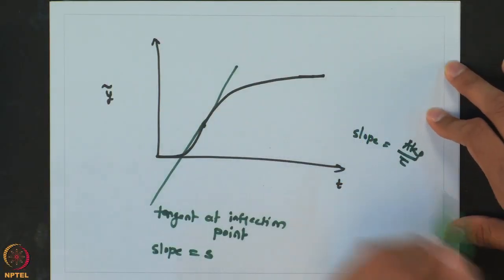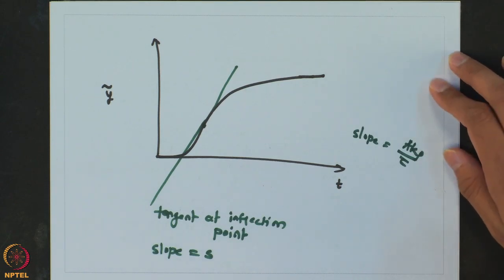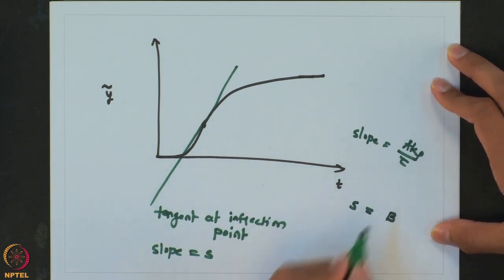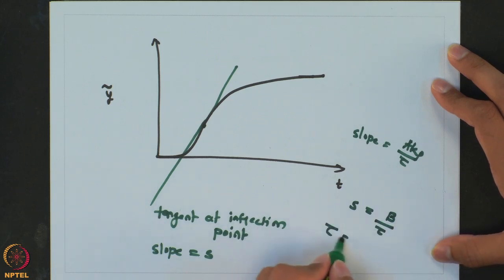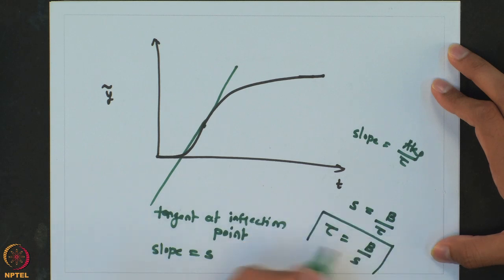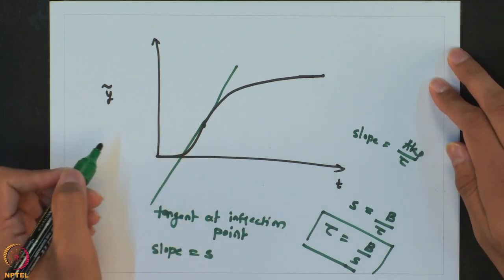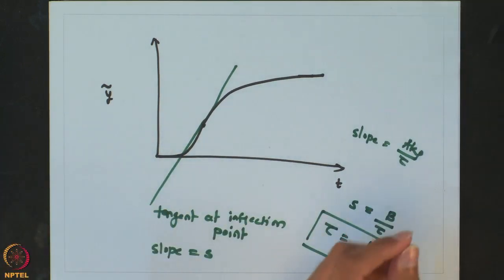From the first order dynamics lecture, you should recall that the slope of the first order response at time t equal to 0 is given by AKp over tau. So we will make use of the same relationship. In this case, slope is S and AKp is nothing but B. So B over tau, so we'll write tau as B over S. So this tau value which we are interested in is equal to the ultimate value of output Y divided by the slope of this tangent at the inflection point.